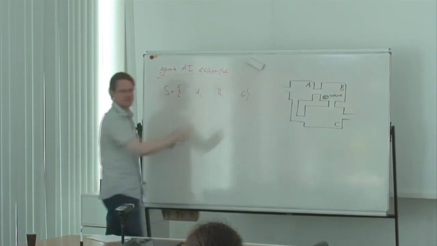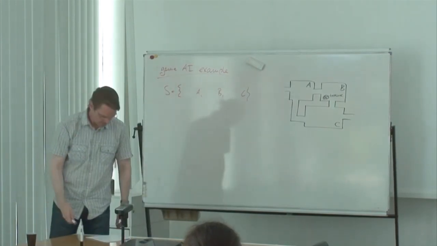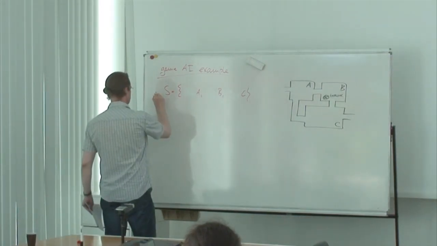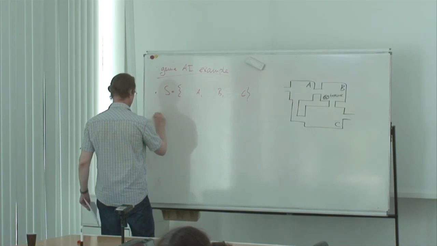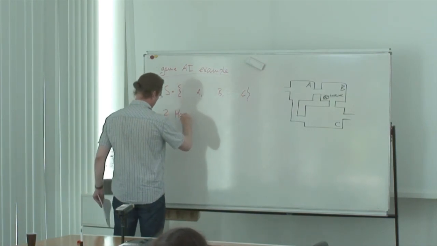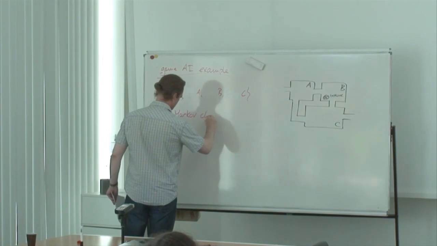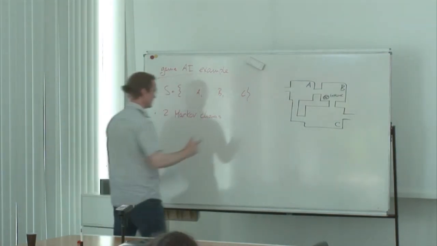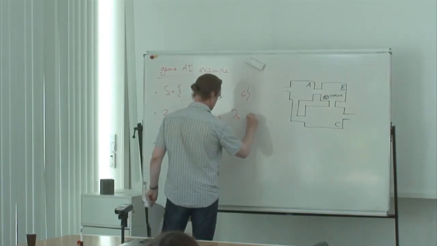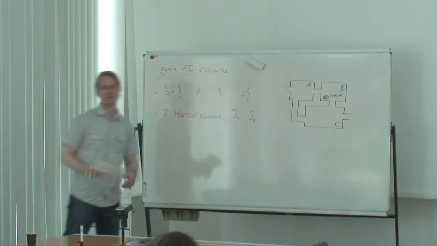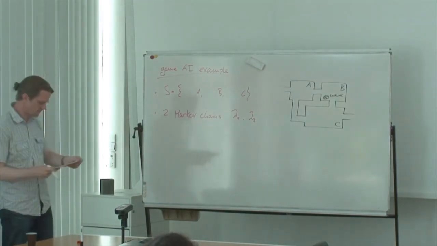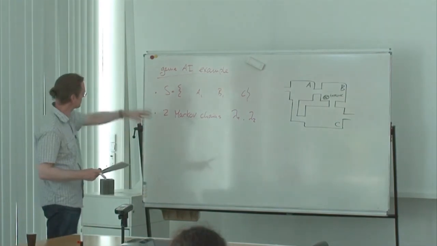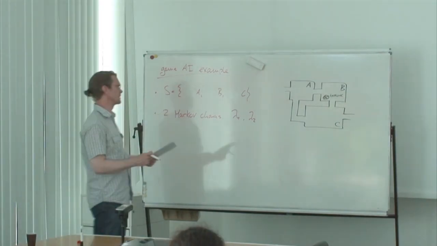Right, so we have three states a player can be in. And now let us assume that we have two Markov chains. In the literature, these things are often called lambda 1 and lambda 2. So lambda is this generic variable to refer to a Markov chain. And they are two Markov chains over this state space.